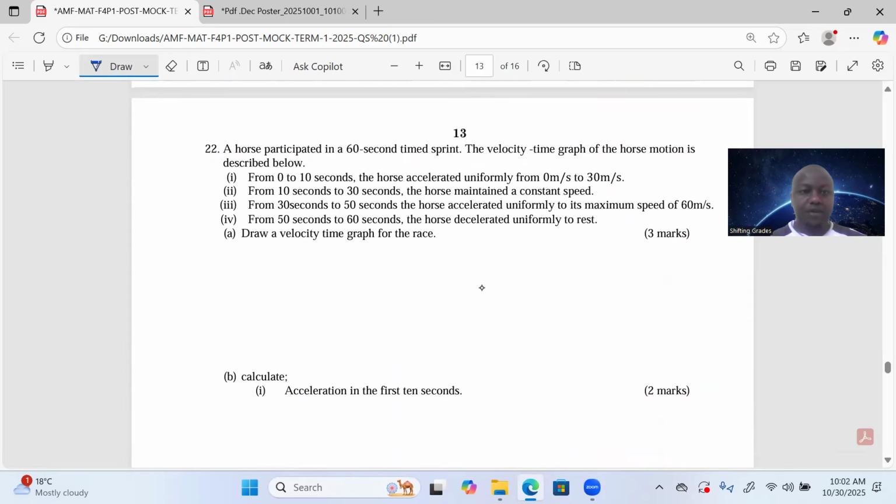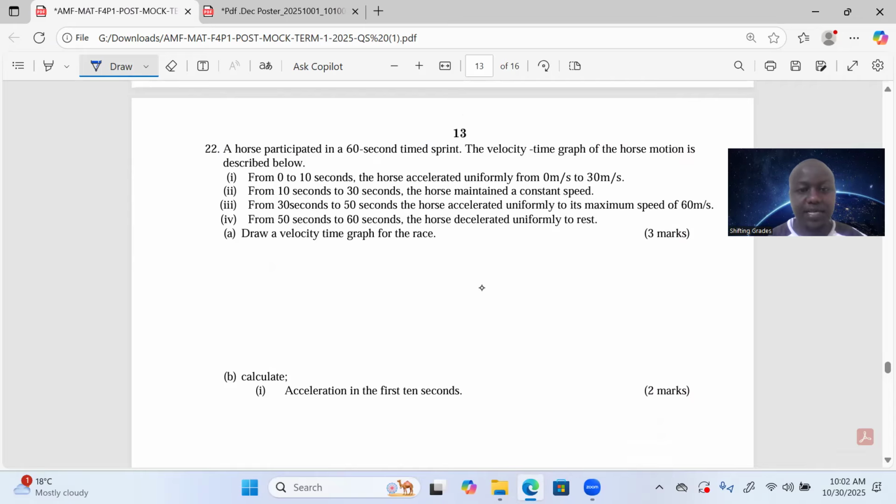So let's proceed now to number 22. We've been told that a horse participated in a 60-second timed sprint. Now the velocity time graph of the horse motion is described below.